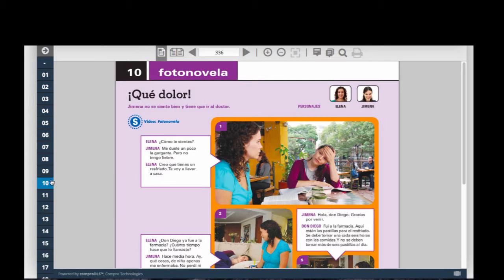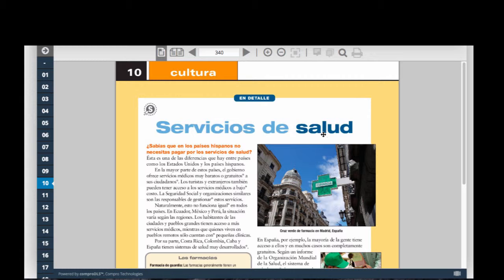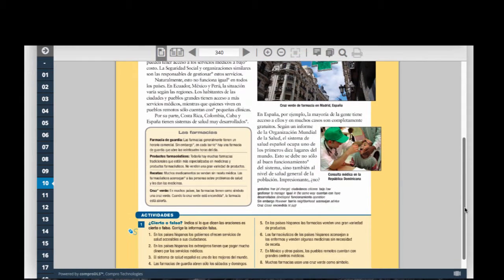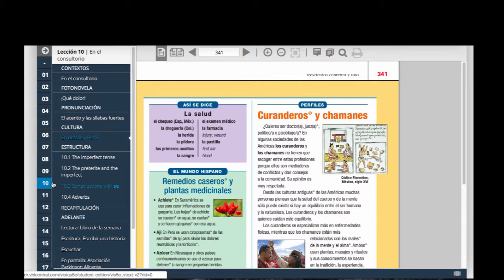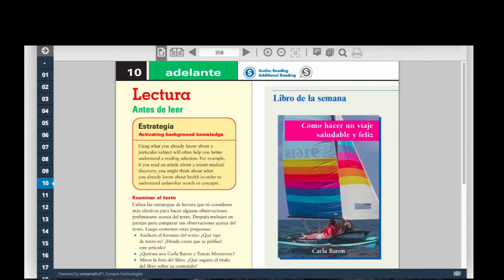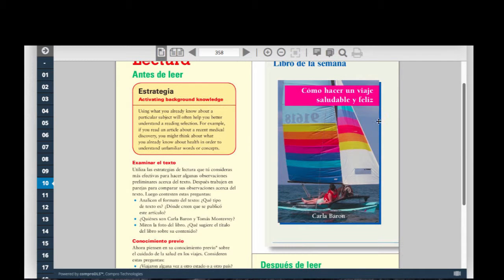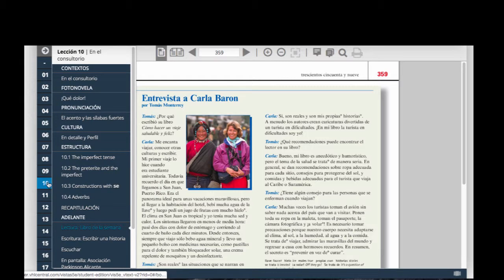Fotonovela. What else? Cultura talks about health and about medicinal plants, curanderos, chamanes, traditional ways to deal with health. Lectura is a review of a book by Carla Baron. She's writing about health and traveling in this book. So it's a review of a book.